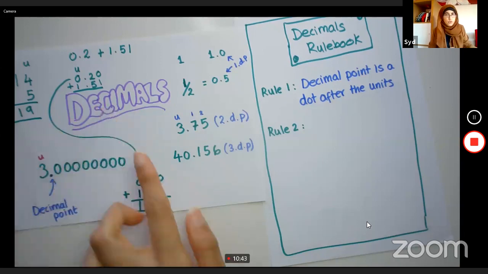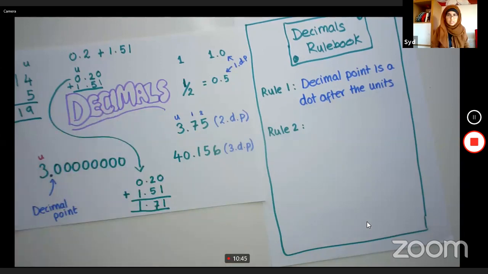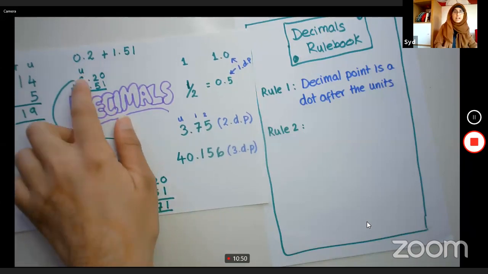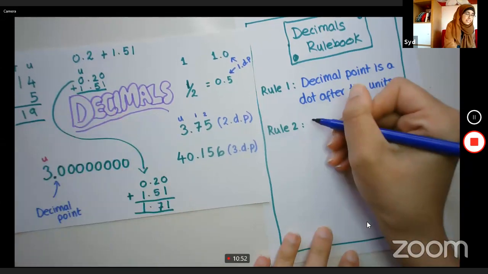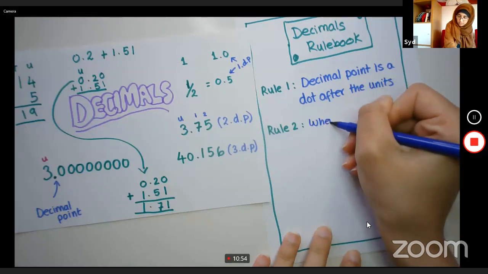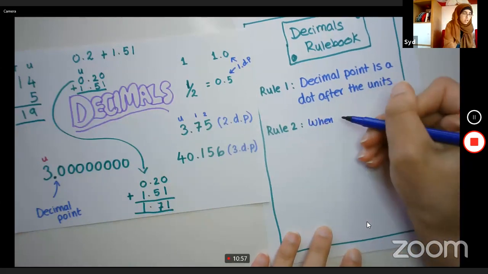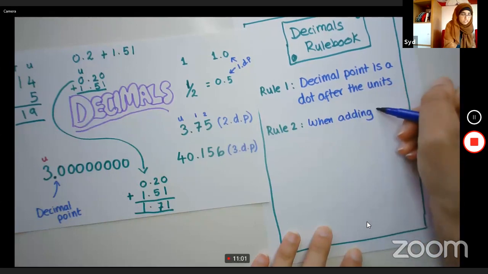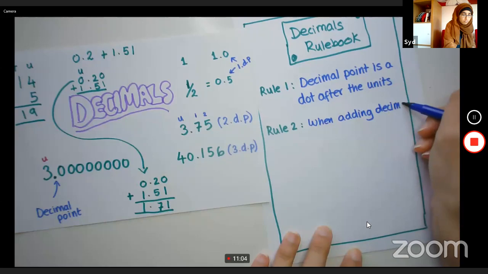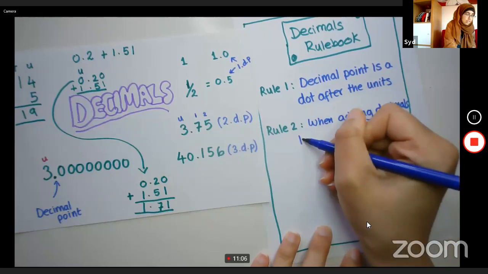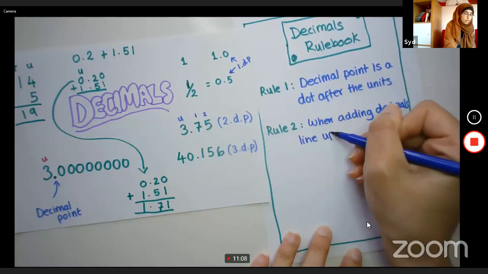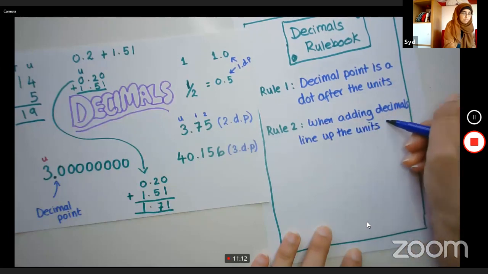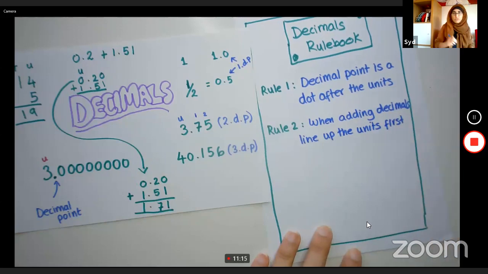Let's do a rule for adding. Okay, so when we're adding, what do we have to do? We still have to line up the units. When adding decimals, brilliant guys, you're sending in your answers. When adding decimals, line up the units first. Brilliant. Okay, that is our rule number 2.